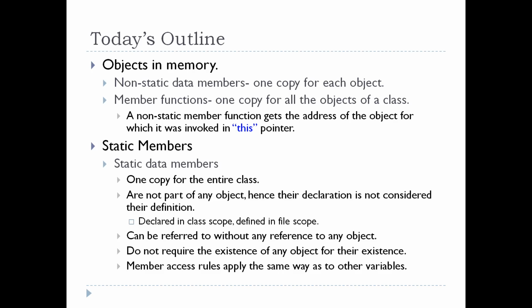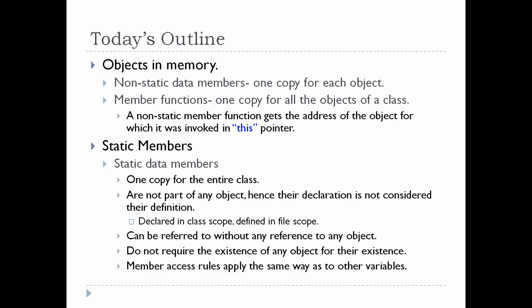But if we have non-static data members, for each object it will have a separate copy. If we have 10 objects, there will be 10 copies of those data members. If we have 1000 objects, there will be 1000 copies. Similarly, a non-static member function gets the address of the object for which it was invoked in the this pointer. We talked about it, and we will illustrate it using code. We'll write some code after I talk about both these things, and then demonstrate whatever we just talked about, these objects in memory.